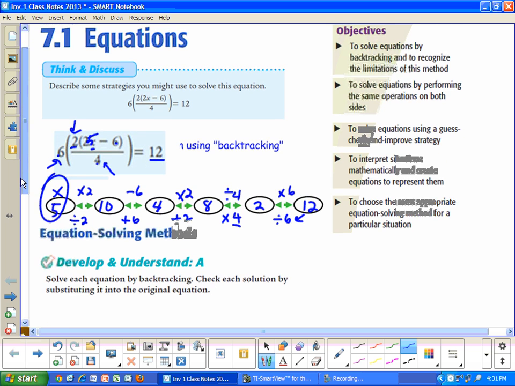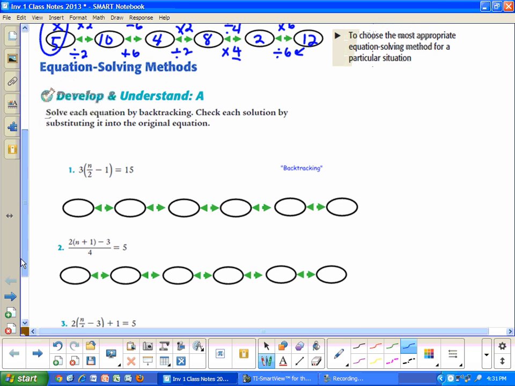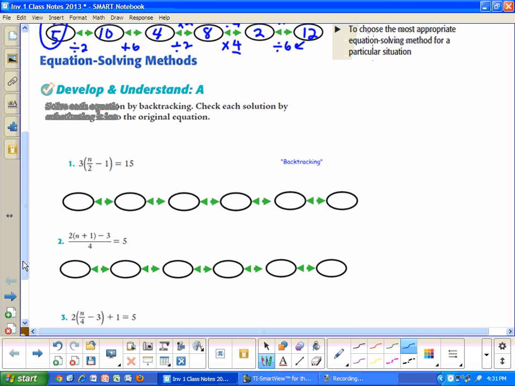I'm going to do a couple more with you. I'll do one completely and then just help you set up a couple. So we want to know in this case what n is. And we notice that n is divided by 2 first. Then 1 is subtracted from it. Then it's multiplied by 3. And after that happens, I get 15.